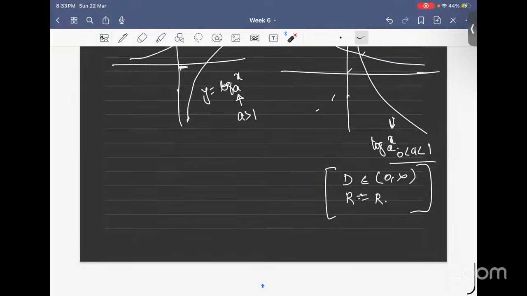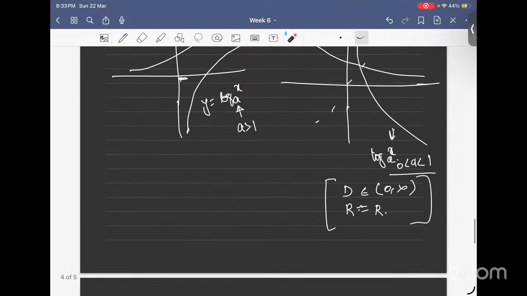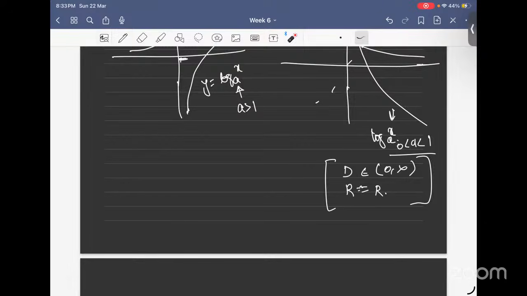There is something called the natural log. Whenever the base a of the log is taken as e, then you call it a natural log. The e value is greater than 1, around 2.71.